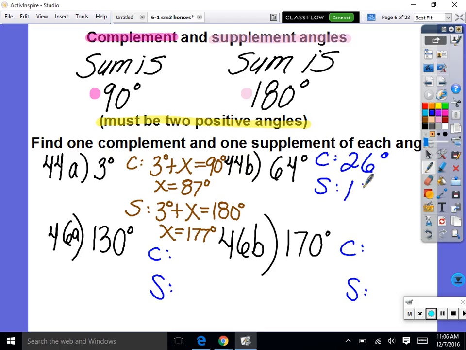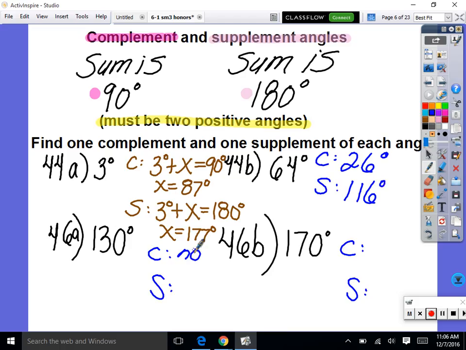116? All right, and that's true because 116 plus 64 equals 180. All right, go to 46A. Is there a complement for 130 degrees? Negative 40. Negative 40, so that would be considered not complementary because it has to be two positive angles. Their sum is 90. So this one doesn't have a complement.